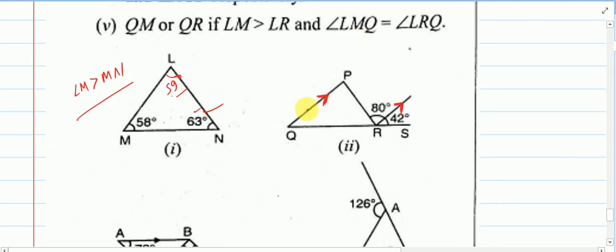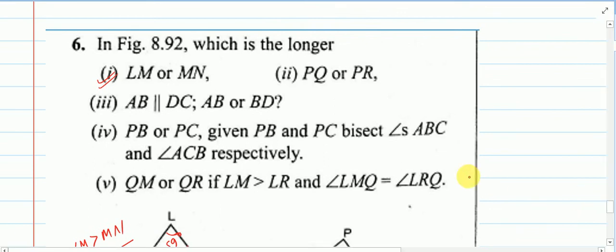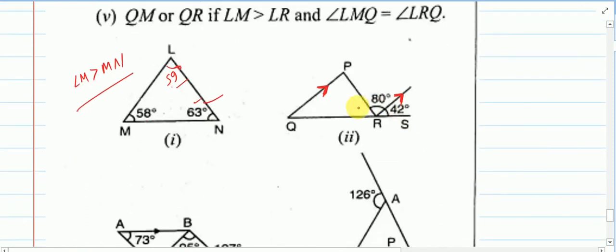You don't have to write this, we are just trying to discuss. In your textbook you can just write down these things and mention that LM is greater than MN. Now see question number 2. Here we have to say whether PQ is bigger or PR is bigger, and in this figure I feel that this parallel sign is missing. So here you can see that this total will be 112.